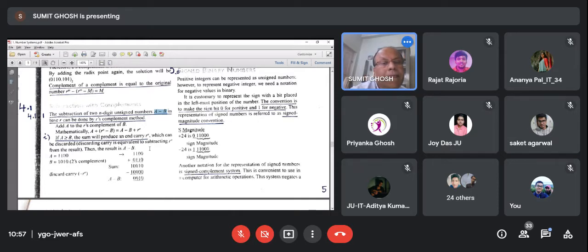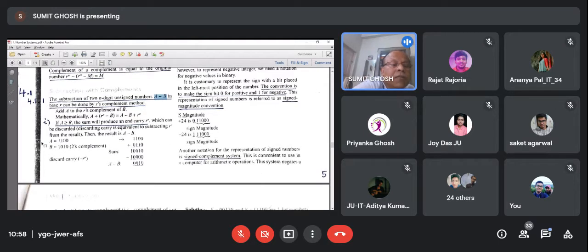Clear? So A minus B is what? A plus 2's complement of B. What is highlighted is 2's complement of B, is it not? Yes, sir. So I'm not subtracting B from A. I'm adding. This is an addition operation. I'm adding 2's complement of B to A, and I will get the answer A minus B. This is how it actually works.